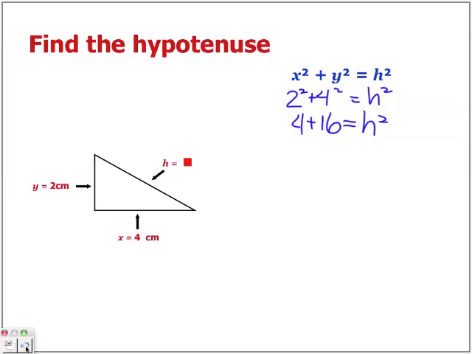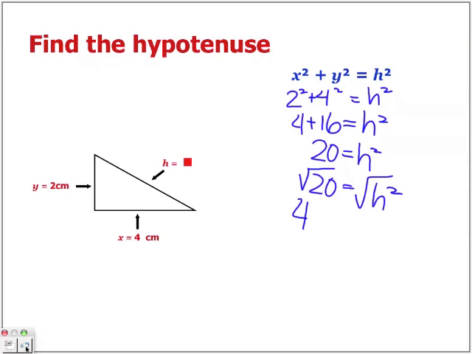Victoria, what happens next? Okay, in order to get just h, what would you do? Square root. Right. They cancel each other. So what's the square root of 20? Calculators? Eliza? 4.47. But if you round it, 4.47.